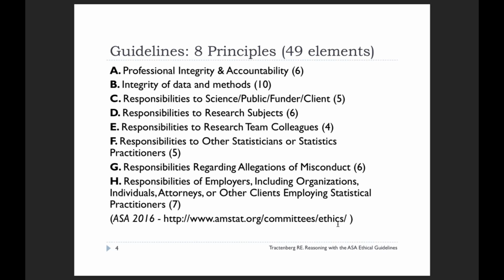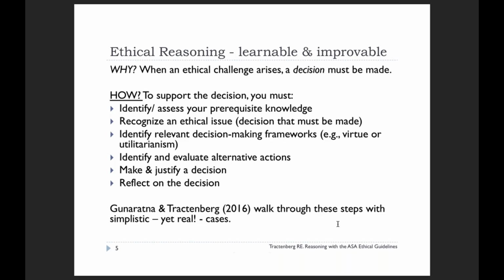It's really important to note that there are 49 different elements, and knowing that there are 49 or knowing what they are isn't the end of your responsibility as a statistician in knowing about and utilizing the guidelines. Just memorizing these rules isn't enough to make sure that they can be useful and are used.